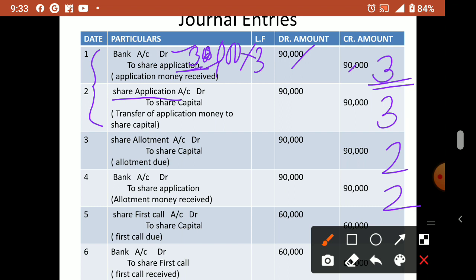In the second entry, what will be debited? There should not be such confusion, because the second entry is debited with the credit of the first entry. So what was credited in the first entry, if you remember, the second entry you can easily write. So share application here is credited. So to cancel that, in the second entry, what do you have to write? That should be debited. Okay.